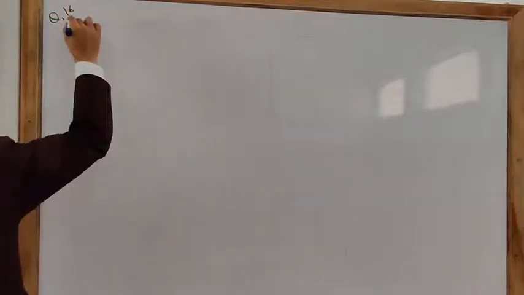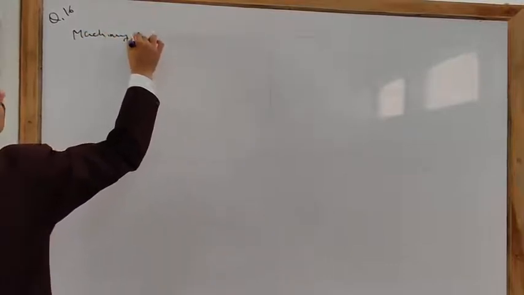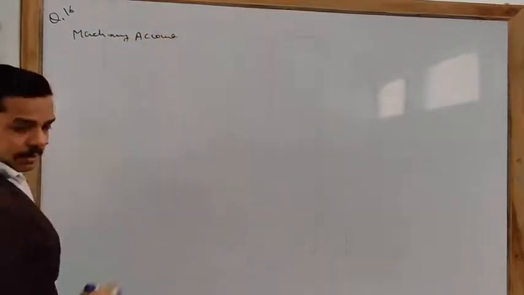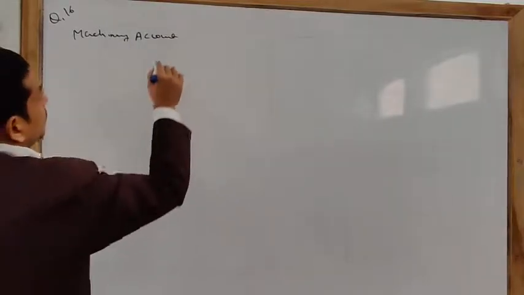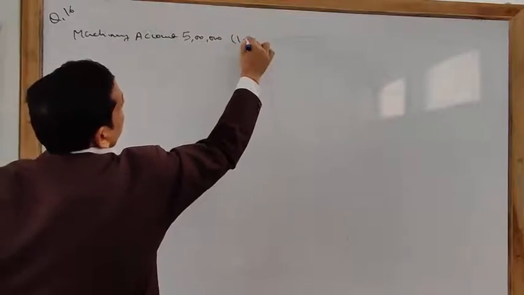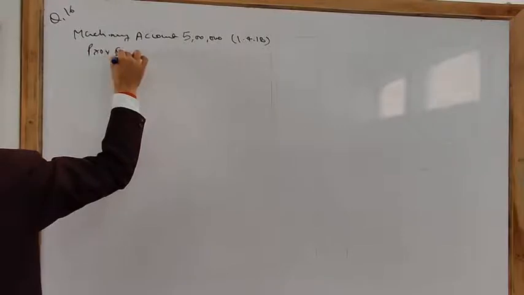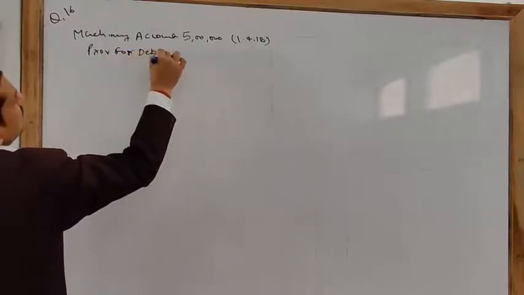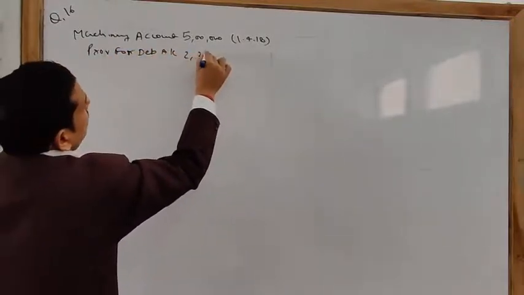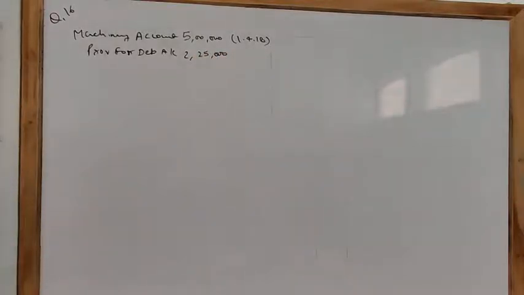Okay, see question number 16. Here the balance is given to us of machinery account. It's 5 lakh as on 1/4/18. PFD, provision for depreciation account, balance is 2,25,000. Okay.